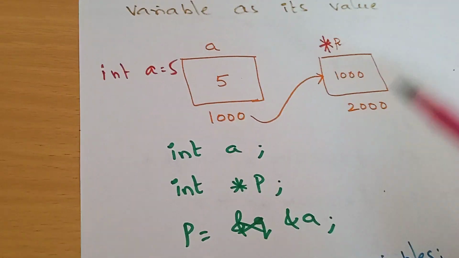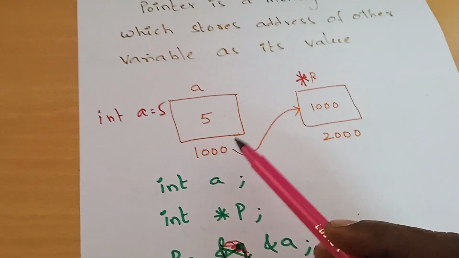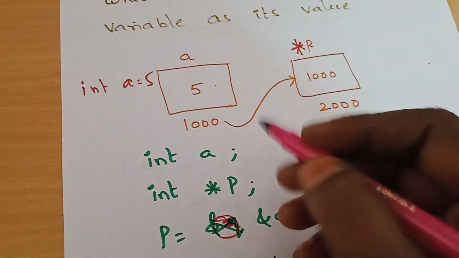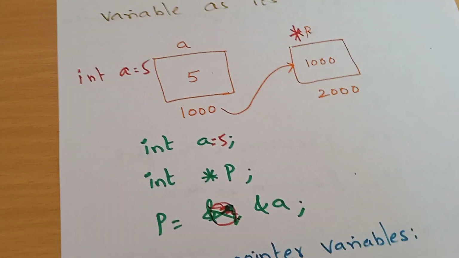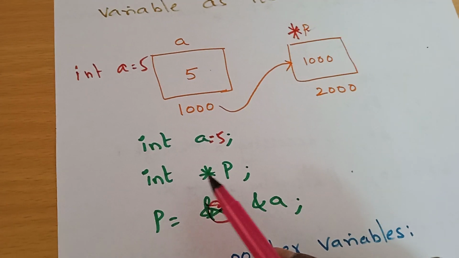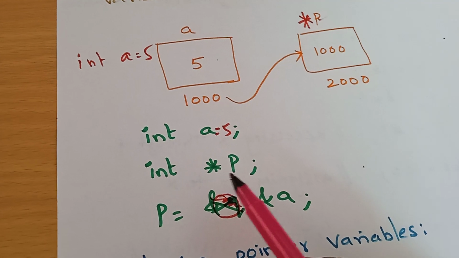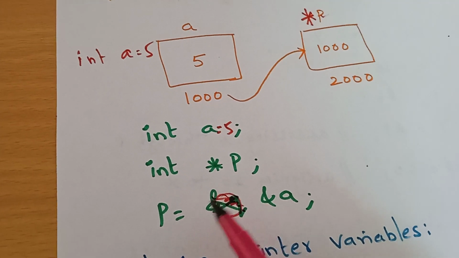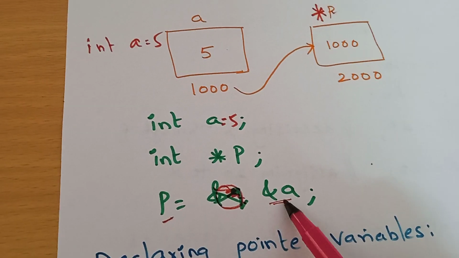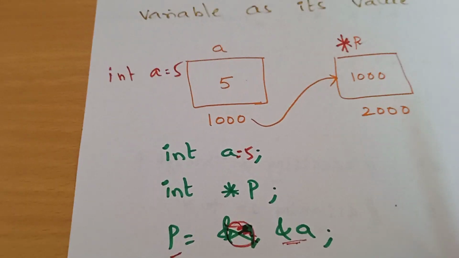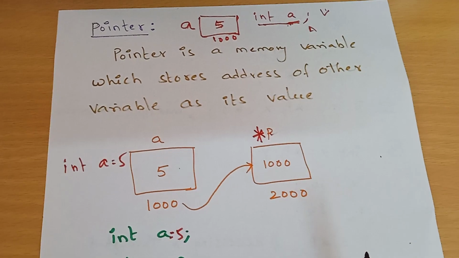Now look at the syntax, the programmatic terminology. This is int a, and you can even put a = 5, as 5 is already available. Now int *p. What does *p mean? It is a pointer variable. The pointer variable will always hold a value which is the address of the other variable. This is the definition of a pointer variable.